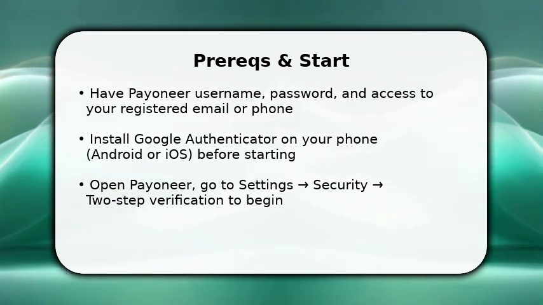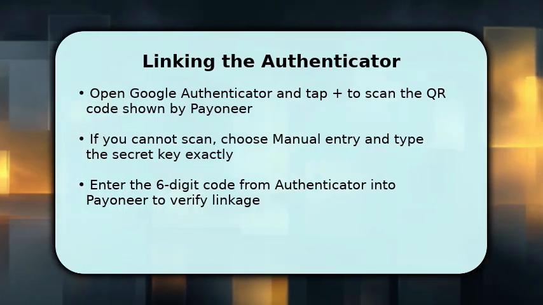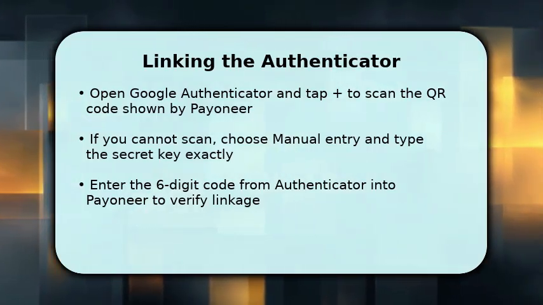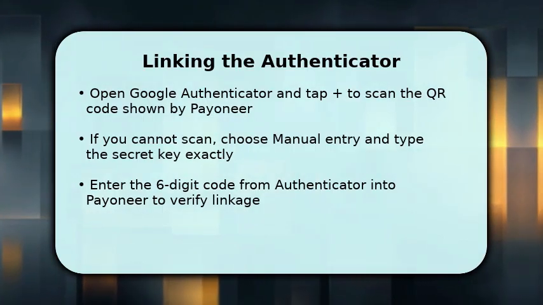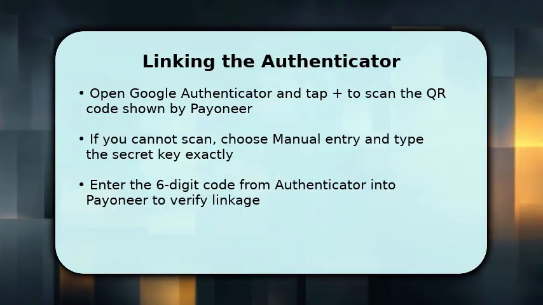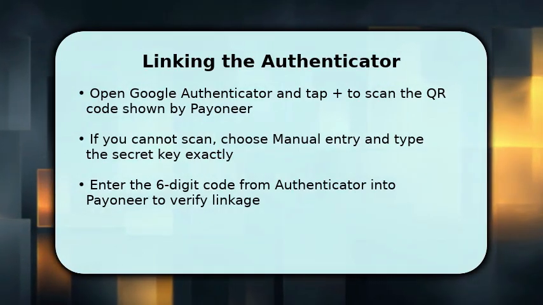You will now link the accounts. Open Google Authenticator and tap the plus icon to scan the QR code displayed by Payoneer. If your camera fails, choose manual entry and type the provided secret key exactly, because spacing and characters matter.